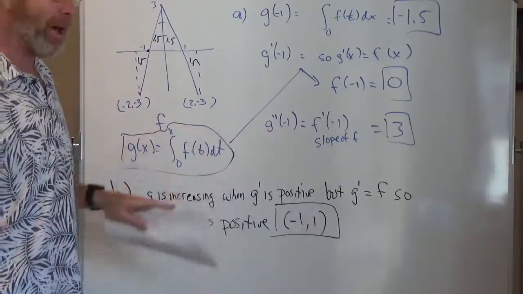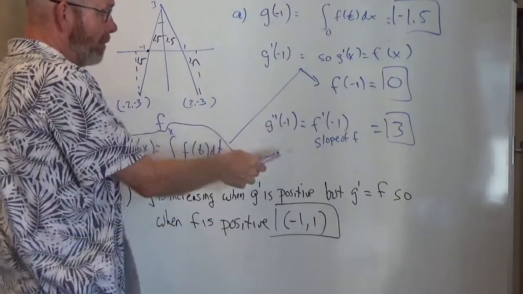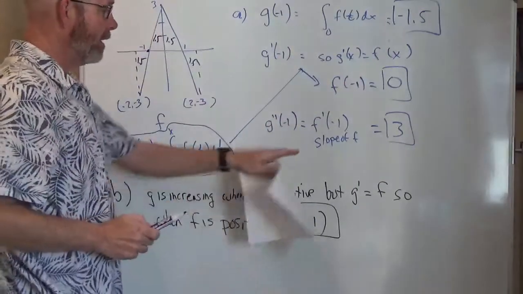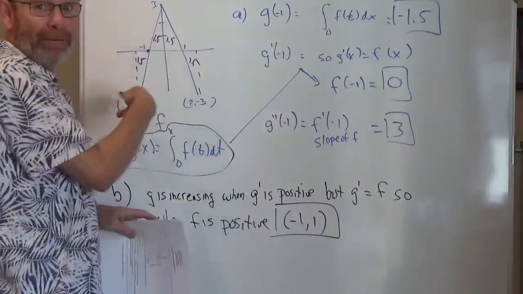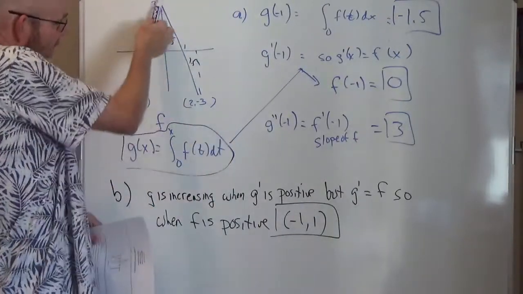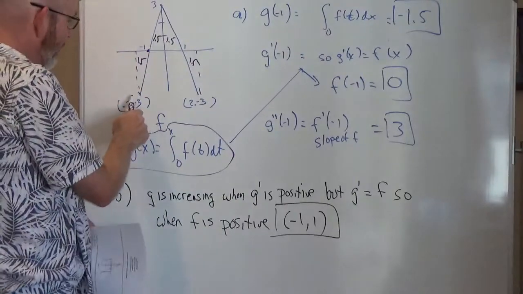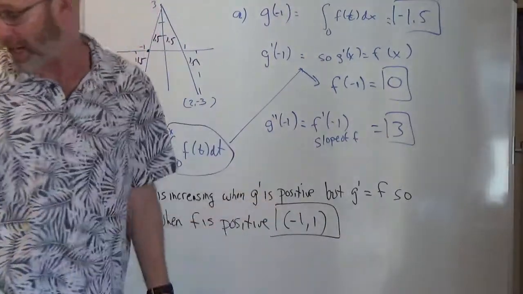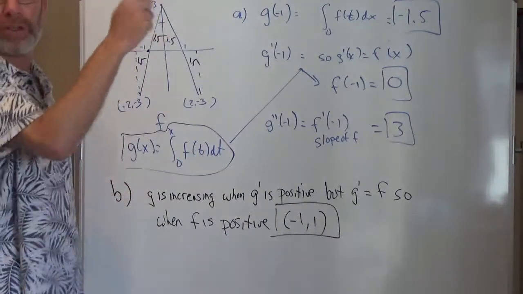And then g double prime is the derivative of g prime. So it's the derivative of f. So the derivative of f, this is f, just the slopes. So it's the slope at negative 1, so it's the slope of that line. Rise over run gives you a 3. If you're grading, 1 point for each one.